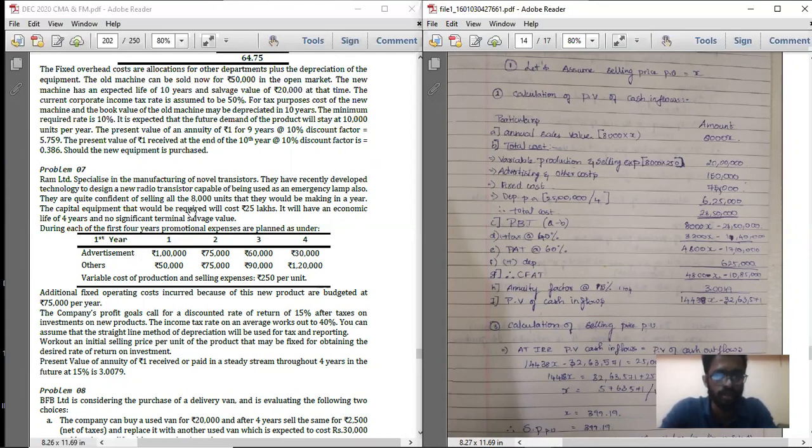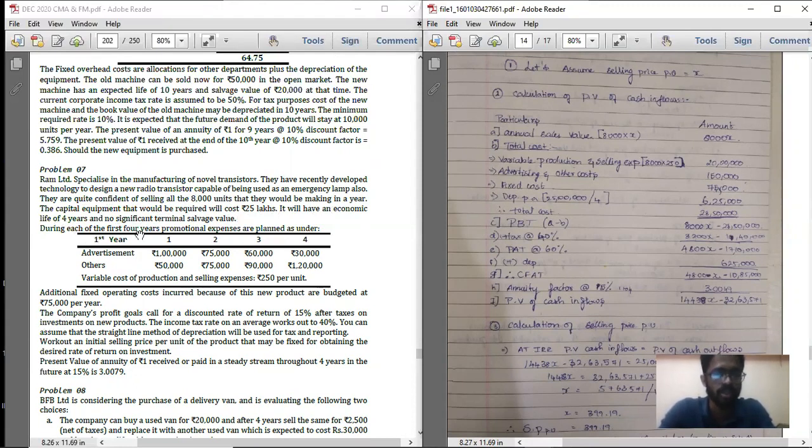So they are quite confident of selling 8,000 units. So the number of units to be sold, output, is 8,000 units that they would be making in a year. The capital equipment that would be required will cost 25 lakhs. So capital investment amount is 25 lakhs. It will have an economic life of 4 years and has no significant terminal salvage value. So 25 lakhs divided by 4 will be the depreciation.